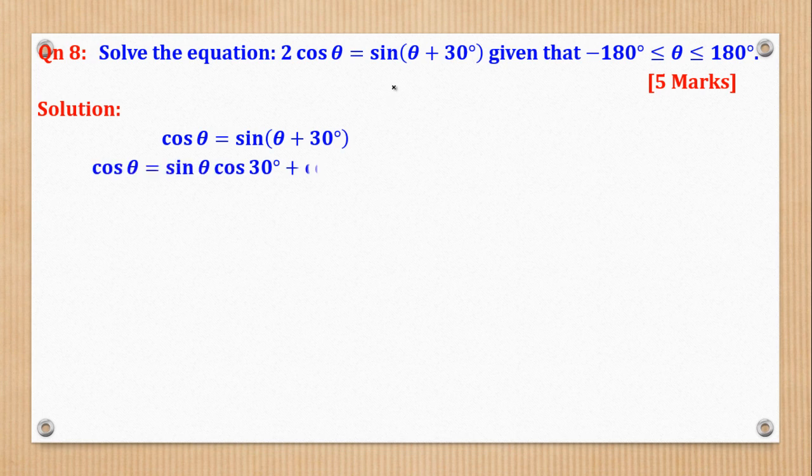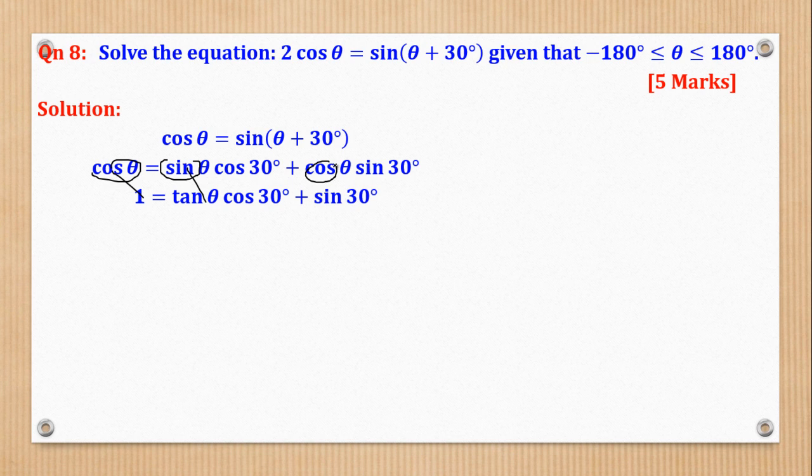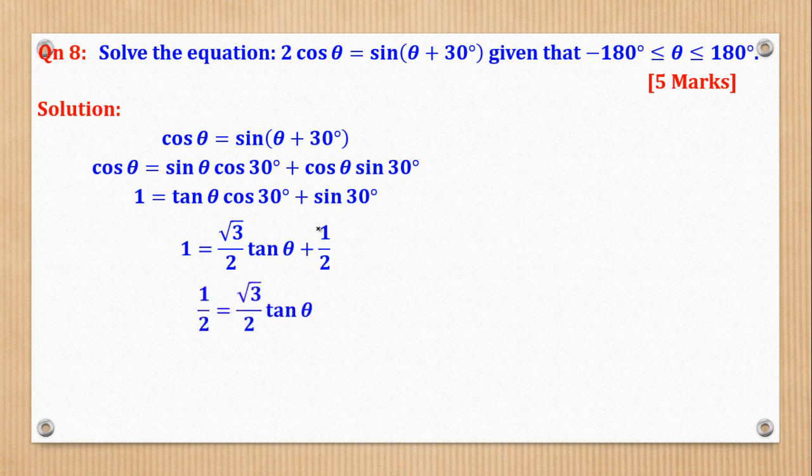We have to use compound angle identity to expand this to give you sine theta cos 30 plus cos theta sine 30. Then we divide through by cos theta. This over cos theta is 1. This over cos theta is tan. This over cos theta is 1. Then from there, remember that cos 30 is root 3 over 2, sine 30 is a half. Then I rearrange to make tan theta the subject. Then I can get the value of theta.